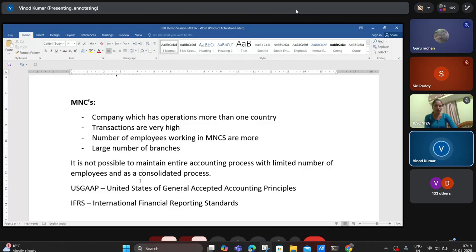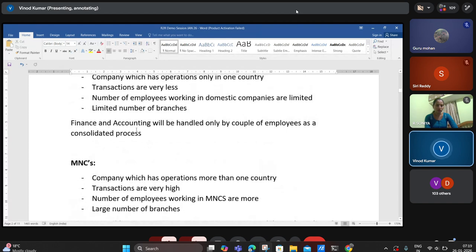Okay, if there is no set of rules, what will happen? Each company will maintain its books in its own pattern, so there will be confusion and miscommunication, guys. In order to reduce that, there are some set of rules, designed by the IFRS and US GAAP. So they had a meeting to address this problem, because the entire accounting process had to be maintained by a few people. It's a very difficult task in MNC companies.